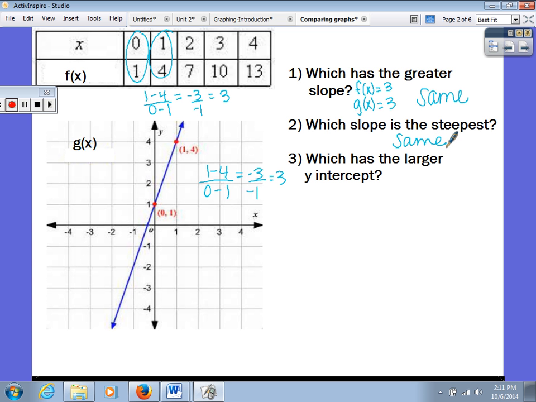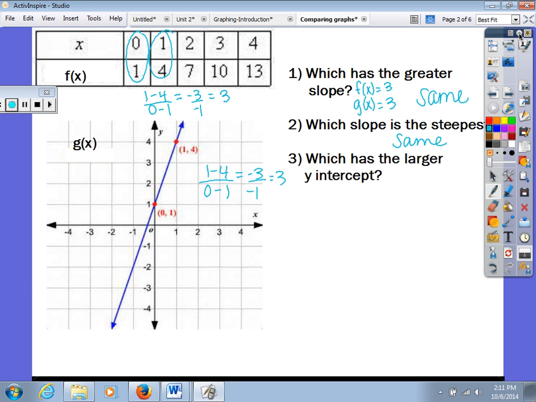Now, number 3 says, which has the larger y-intercept? And this has been confusing people, but how do we find what a y-intercept is? The y-intercept is where what equals 0? Where x equals 0, correct? So what is my y-intercept of my chart? Where does x equal 0? At 0, 1, right? So my y-intercept here is 1.